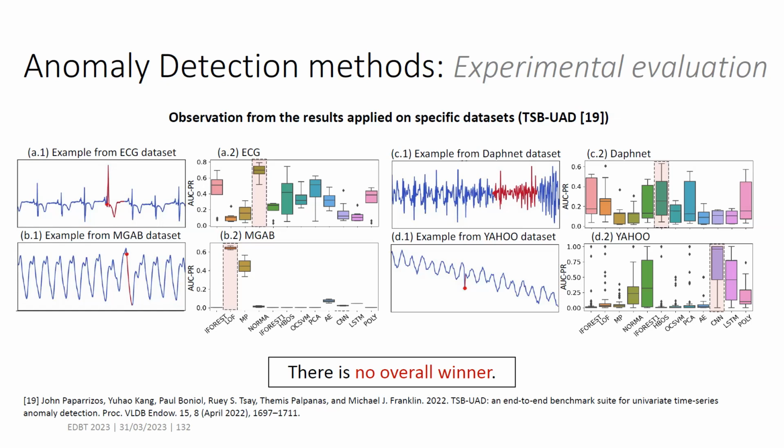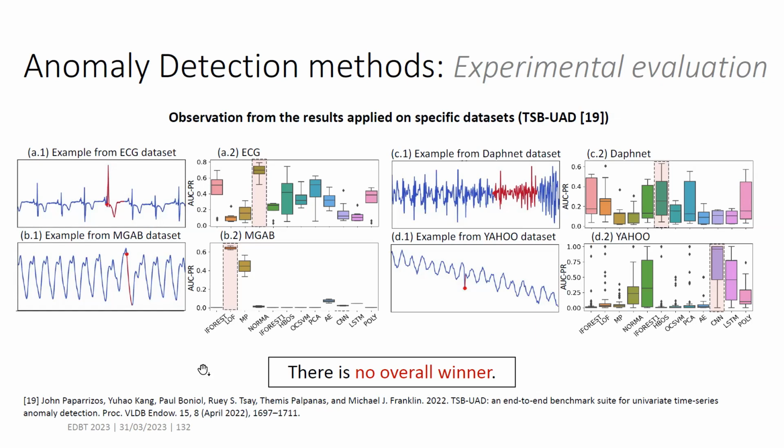And then what we see is that based on the dataset, we observe very different rankings, very different performances. In this MGAB dataset, Log and AP are working very, very well, whereas on the ECGs, Norma is performing very well. And then you see that it's never the same. It's very hard to find one very consistent model for multiple different cases, which is very motivating for future work. We will see later, but there is no overall winner.